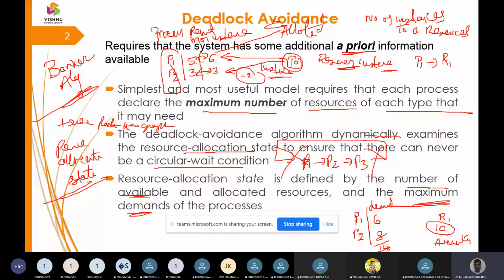P1 and P2 are demanding 14 instances, which are not available with resource R1. So what it is going to do is make an allotment. You asked for 6, okay, now you go with 4. You asked for 8, okay, you go with 5. In this way, it is going to give some allocation so that P1 and P2 remain in a safe state.